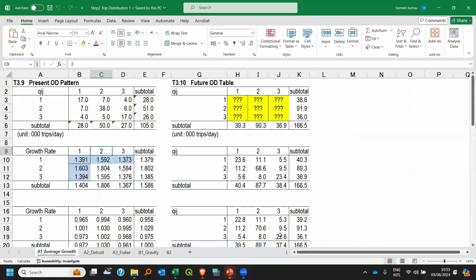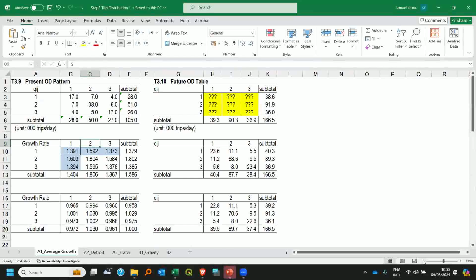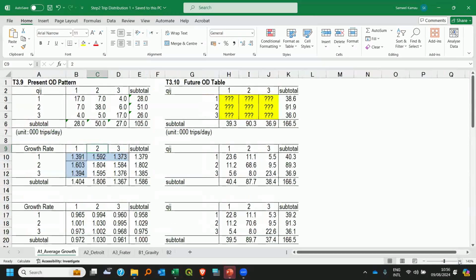This table was originally made by me, from some training material made by Tokyo University. It is published on websites. This figure shows how to develop the future OD tables in various ways.